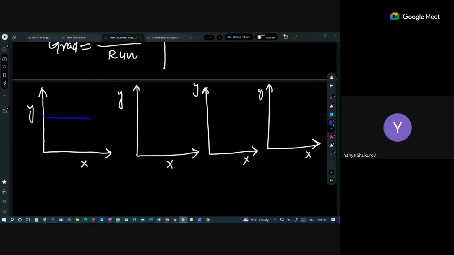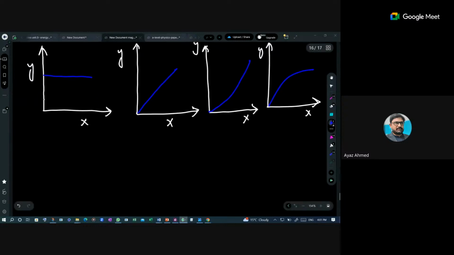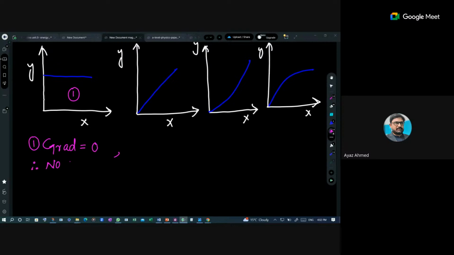First this one, then this one, then this one, then this one. Okay. Now these four are the main parts. I can show you others as well. What is the gradient of the graph over here? Zero. Okay. Remember this thing. In graph number one, your gradient is zero because there is no rise at all. Are you getting it? Because no rise is there.